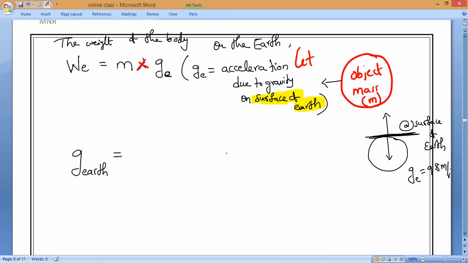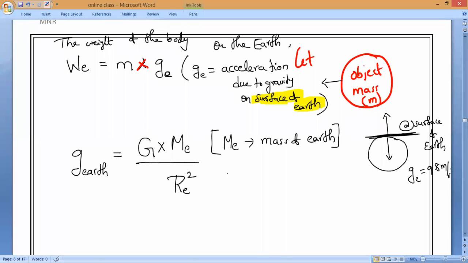Now, can you tell me what is the g formula for earth? Yes, please speak, everybody. What will come? Capital G into capital ME. What is meant by ME? Mass of earth. Divided by RE square. What do you mean by RE? Radius of the earth. Okay, that is what it is.